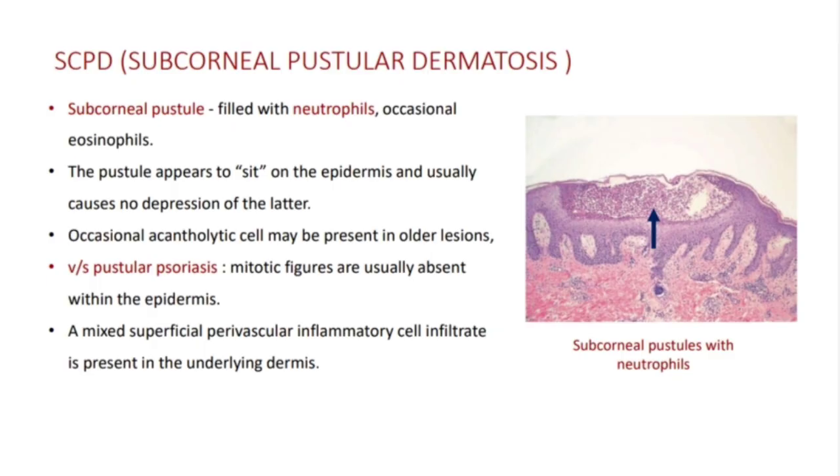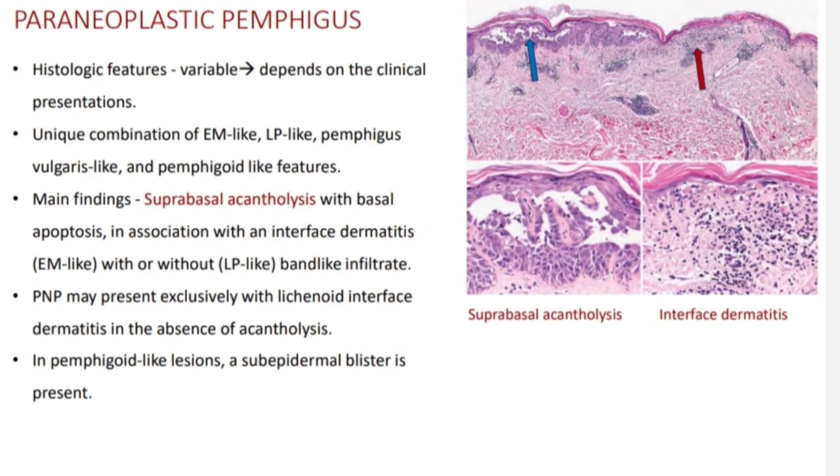Next is paraneoplastic pemphigus. The histologic features are variable depending on the clinical presentation. It may have unique combination of EM-like, lichen planus-like, pemphigus vulgaris-like, and pemphigoid-like features. The main finding is suprabasal acantholysis with basal apoptosis, which may be associated with an interface dermatitis as in erythema multiforme with or without lichenoid band-like infiltrate. Rarely it may present exclusively with lichenoid interface dermatitis without acantholysis. And in pemphigoid-like variant, subepidermal blister may be present. So in the image, the blue arrow shows suprabasal acantholysis, and the red arrow shows interface dermatitis.